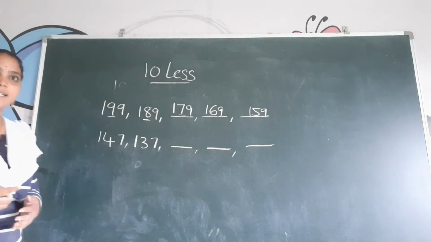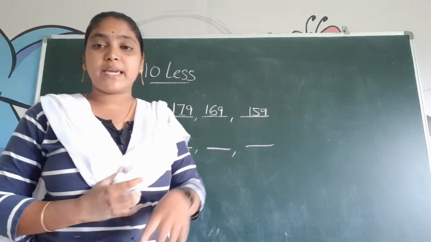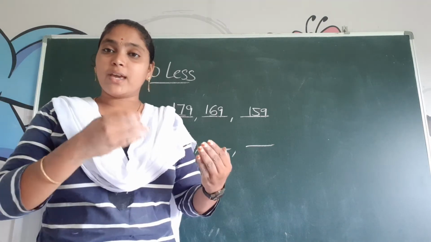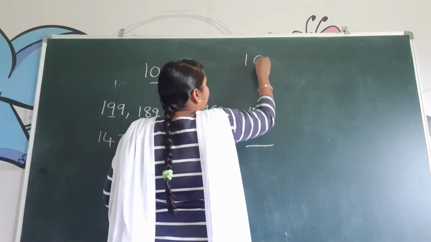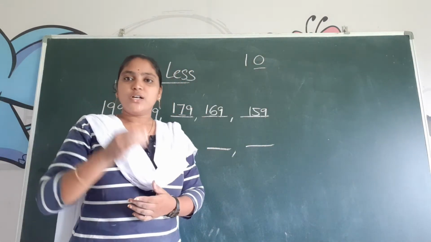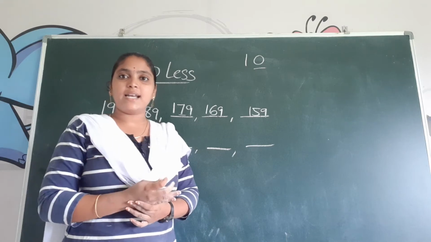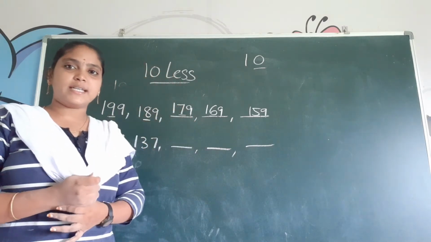So while writing 10 less numbers, the digit in the tens place becomes one less, children. We are finding 10 less. In 10, the ones place is 0 and the tens place is 1. So while finding 10 less numbers, you just have to subtract 1 from the tens place.